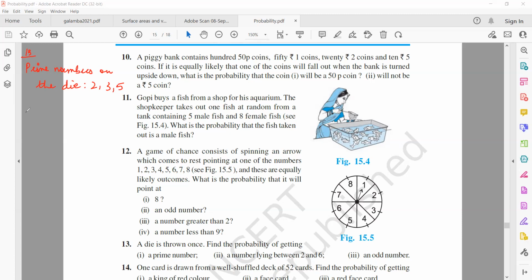So all these are my favorable outcomes. So there are 3 favorable outcomes. Understood, Hamna? So the probability of a prime number is equal to my favorable outcomes, which are 3, over total outcomes, which are 6, right? When you throw a die, you get 1, 2, 3, 4, 5, or 6. So there are 6 possible outcomes. So 1 by 2 is the answer.